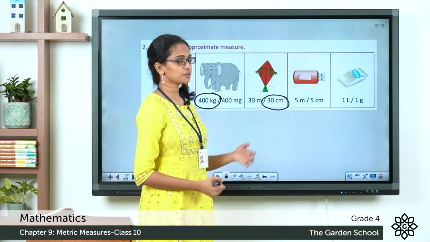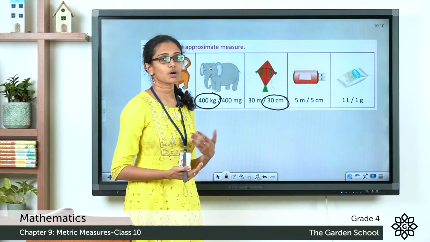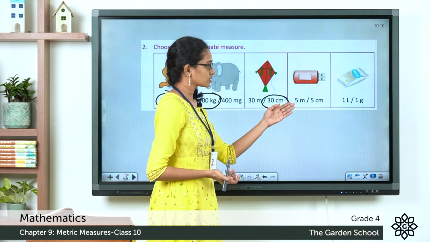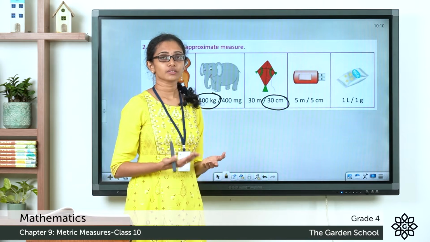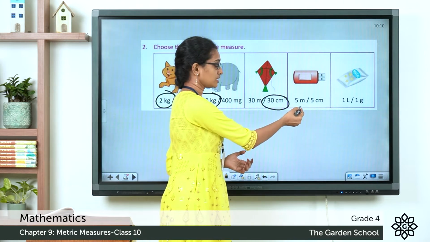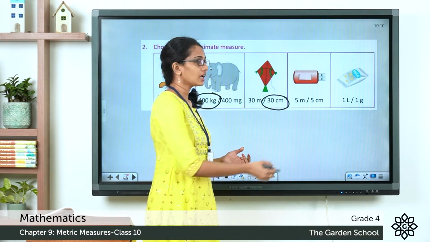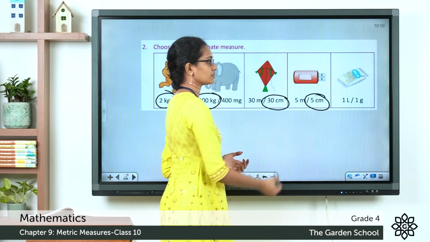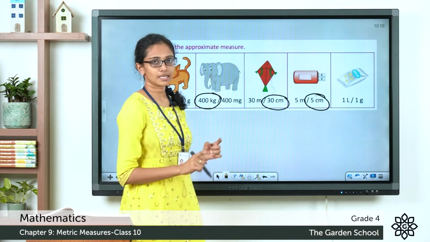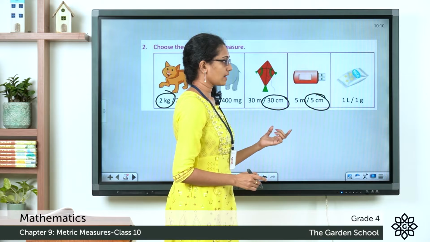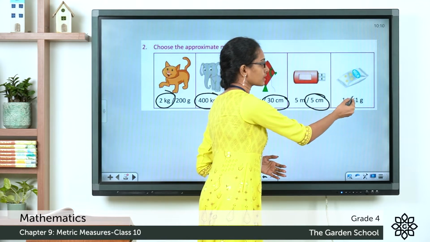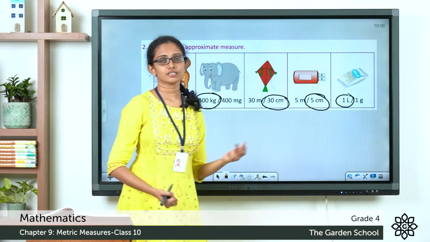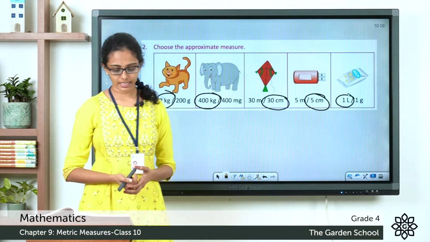Now what about the fourth picture? You can see a pen drive here. I'm sure all of you have seen a pen drive. There we have 5 meter and 5 centimeter. How much do you think is its length? Would it be 5 meter or 5 centimeter? It would be 5 centimeter. Now the last one. There you can see a packet of milk. Would it have a capacity of 1 liter or just 1 gram? It would have a capacity of 1 liter. So I hope these questions are clear to you.